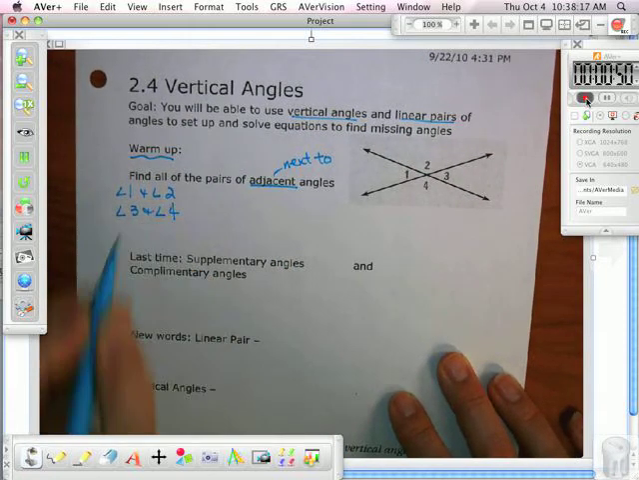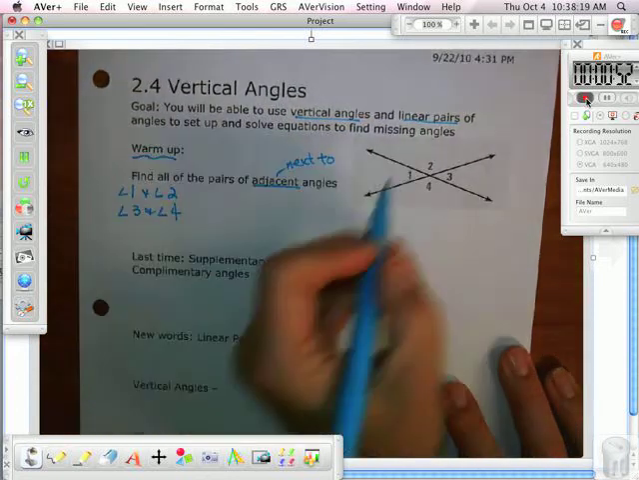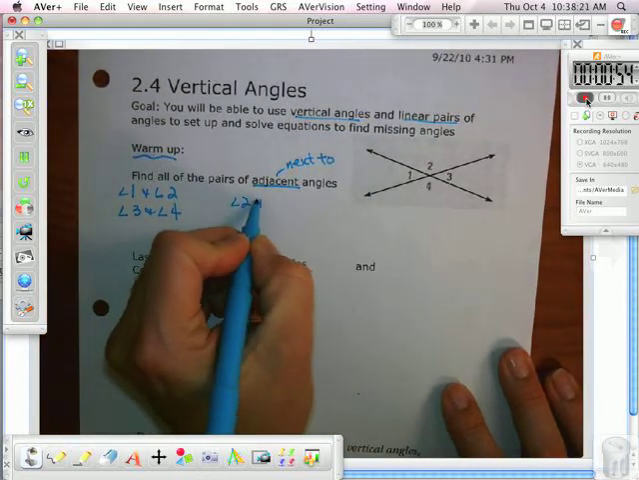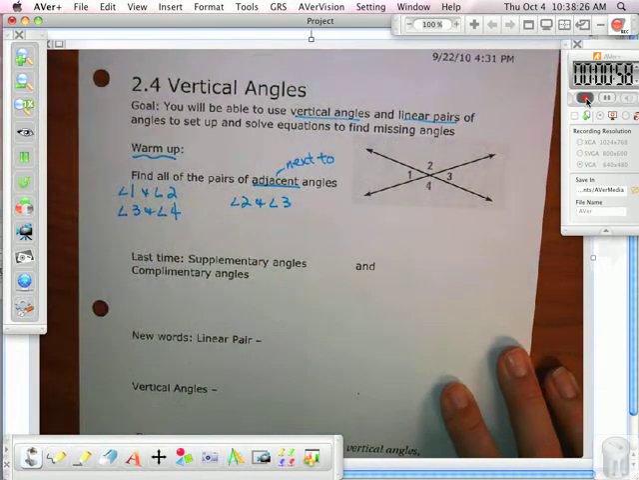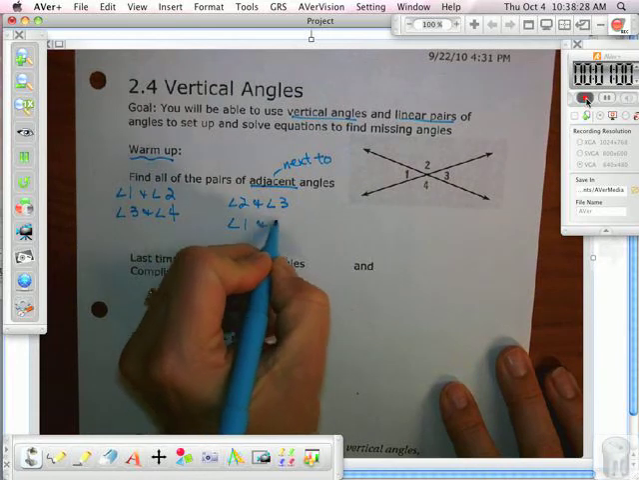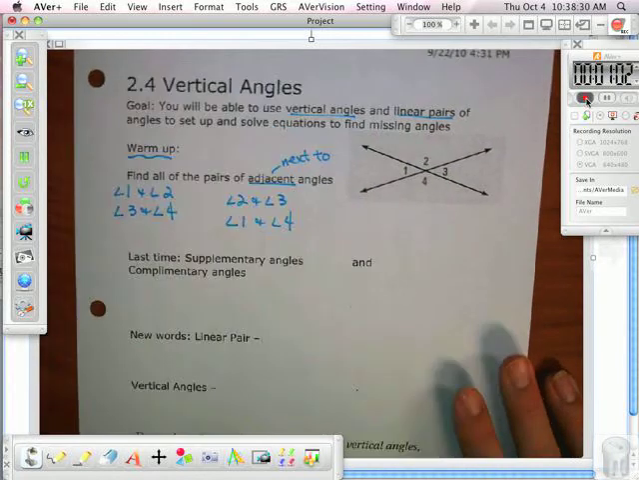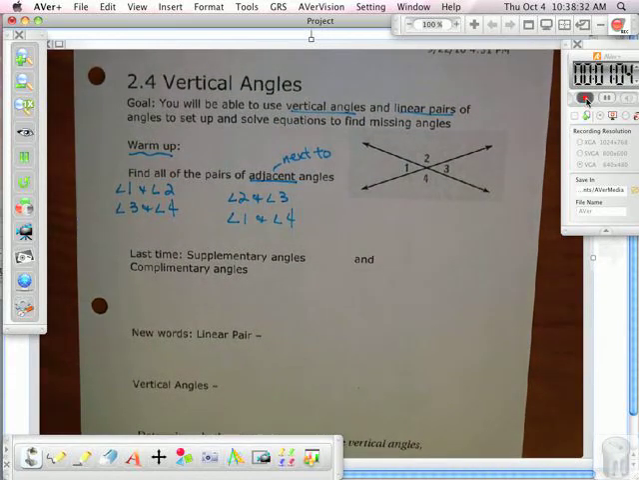There's 2 more. 2 and 3, angle 2 and angle 3, adjacent to each other. And then there's one more pair. Right on. Very good. Okay? So those are all the pairs of adjacent angles.